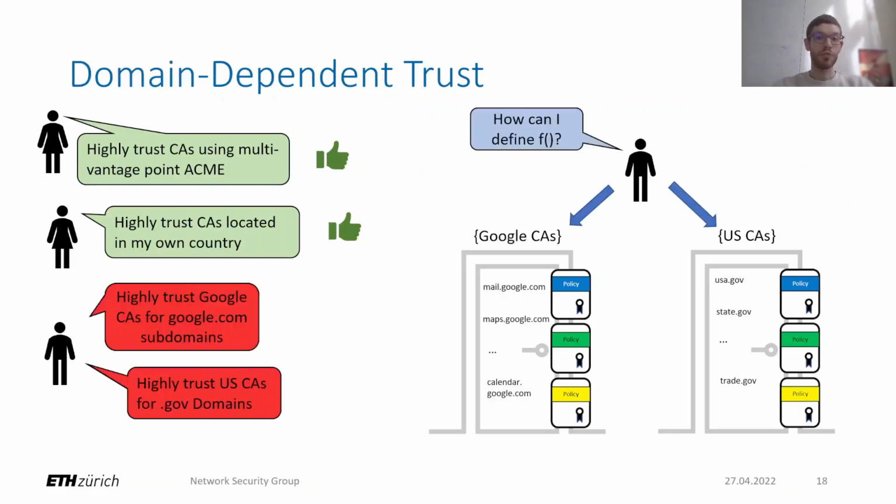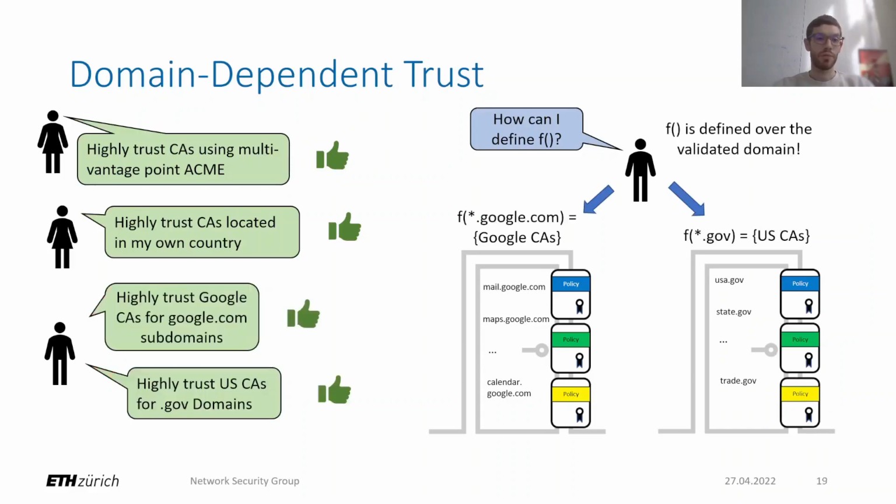However, what happens if the trust statement of a user depends on the validated domain? For example, the user highly trusts Google for google.com subdomains and highly trusts US CAs for .gov domains. How can the user describe such a trust statement using the function f? This is solved by making each trust statement depend on the validated domain itself. In the end, each user defines f as a function on the validated domain, which returns a set of highly trusted CAs for this domain.